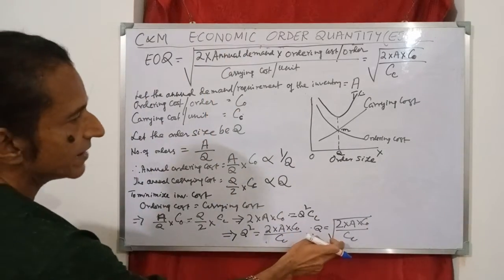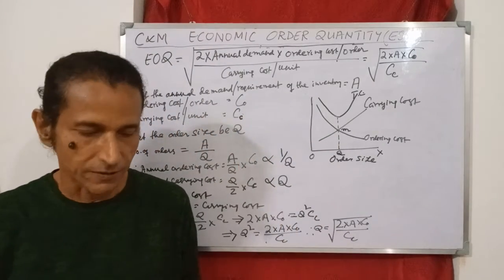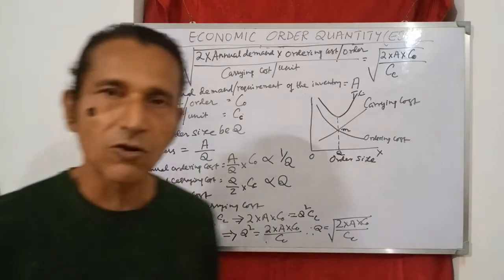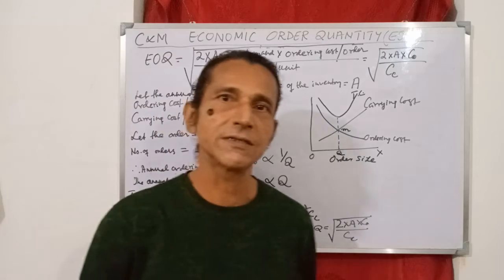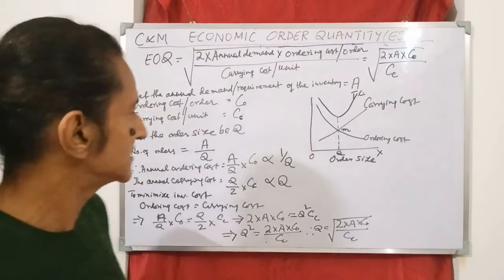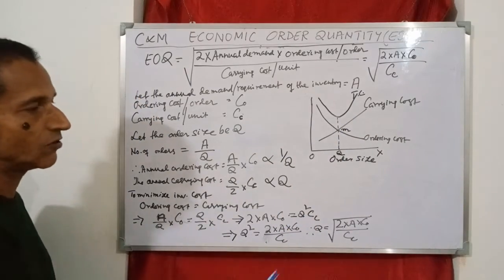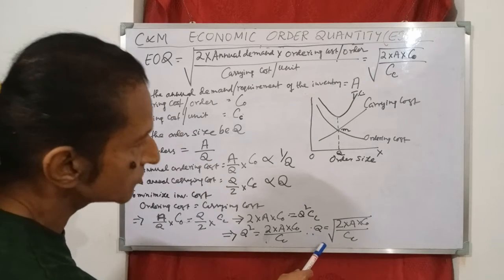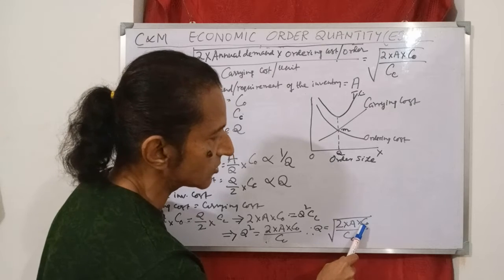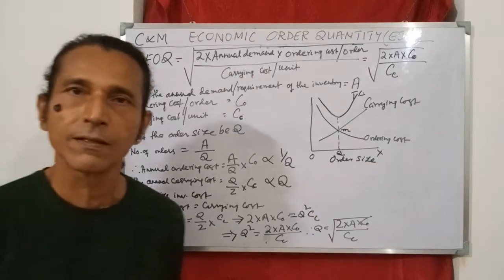So, we have derived the formula of economic order quantity by using simple arithmetic. It is very simple. The total inventory cost is minimum where the ordering cost is exactly equal to carrying cost, and we have simply equated the annual ordering cost and annual carrying cost to find out the value of Q, which is root over 2 into annual requirement of the inventory into ordering cost per order divided by carrying cost per unit. Correct?